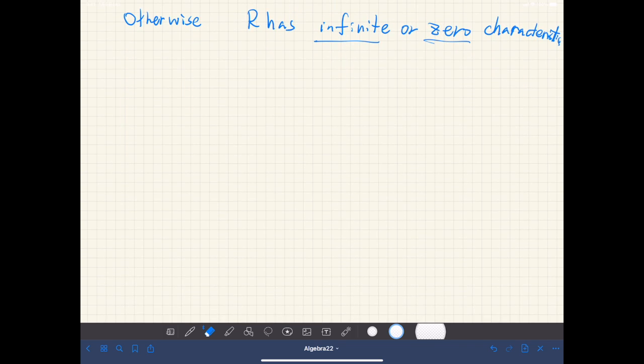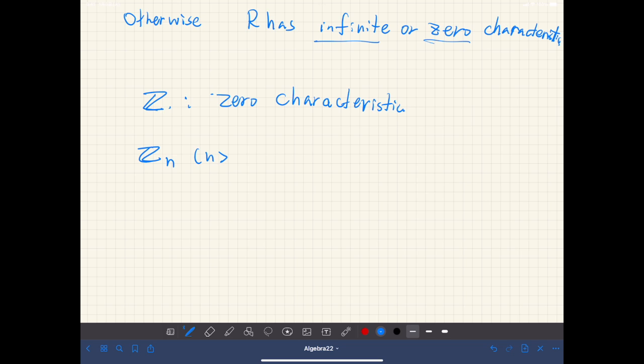And for example, the set of integers has infinite characteristic or 0 characteristic. And Zn for any natural number n has finite characteristic.